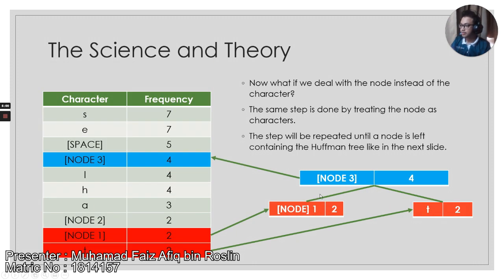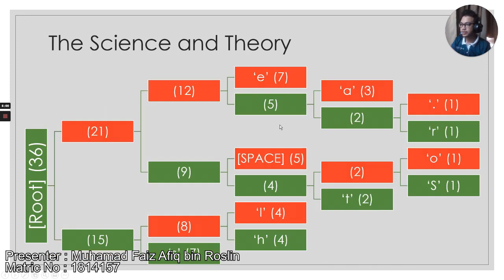Okay, and then what if we deal with a node instead of characters? The lowest one is 2, the first node. It's still the same. We do the same steps: we sum node 1 with the letter T, and we get this third node. Then we just repeat the steps and we will have this 3, and so on with S, O, R, the dot, and every letter.